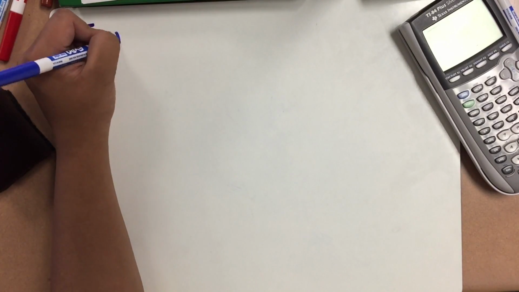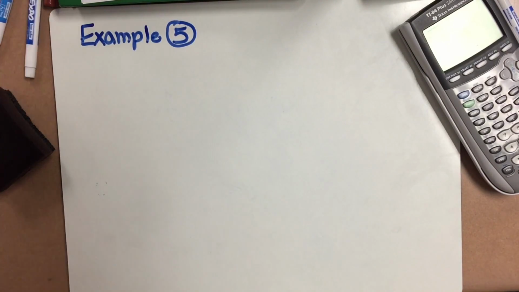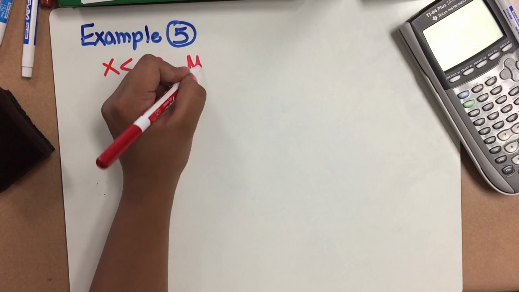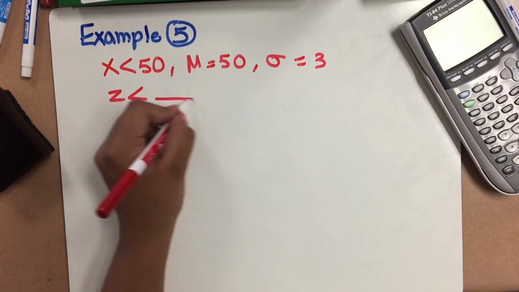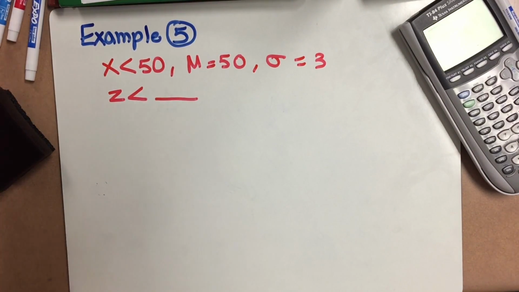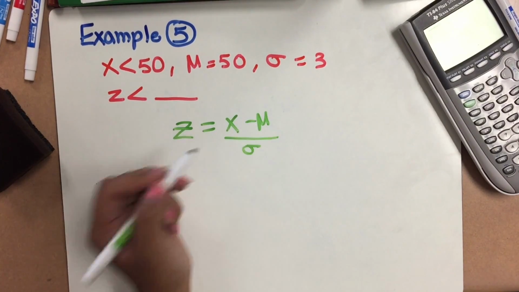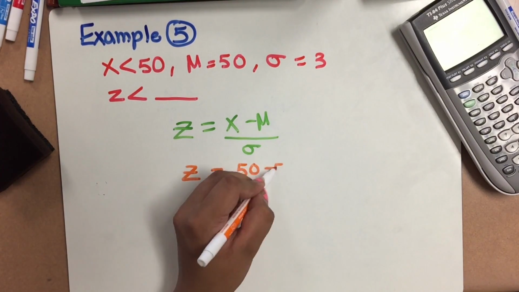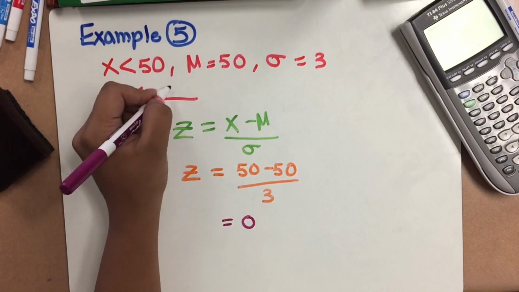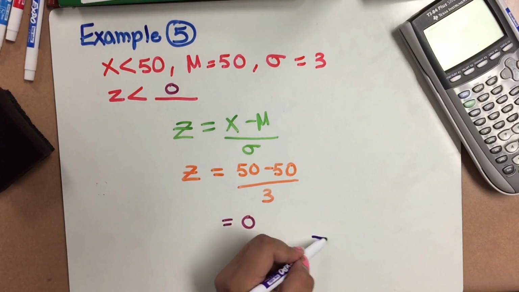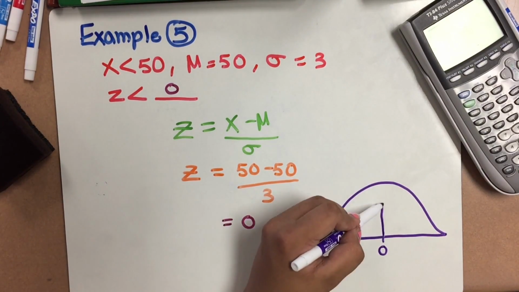For example 5, the x value is less than 50, the mean is 50, and the standard deviation is 3. Plug in the values into the equation and calculate z. Z is 0, so you shade in the left side of 0 on the graph.